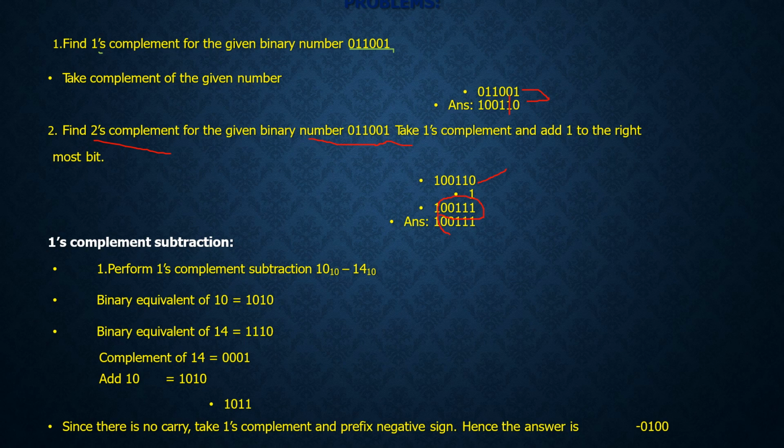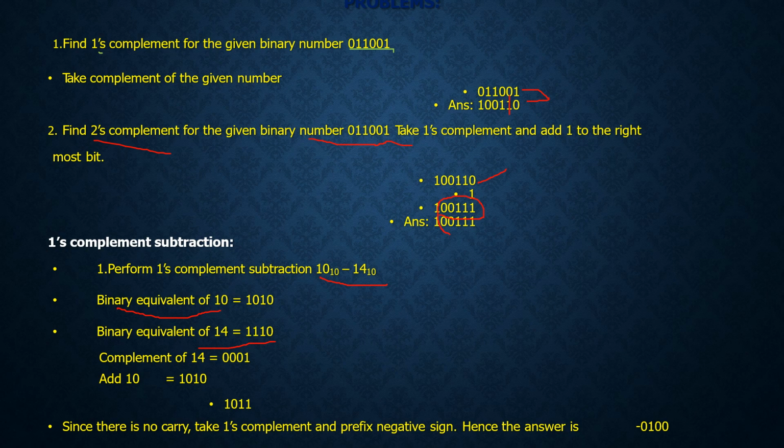Now 1's complement subtraction. They have given a question here: 1's complement subtraction for 10 minus 14. Both are decimal numbers. So you write the binary equivalent of 10 here and the binary equivalent of 14 here. So only doing the 1's complement is enough. For which value will you do it? The second value, which is 14. For that we will do the 1's complement.